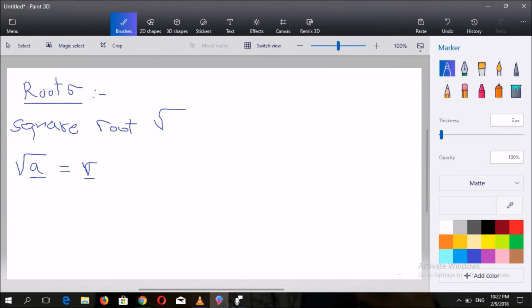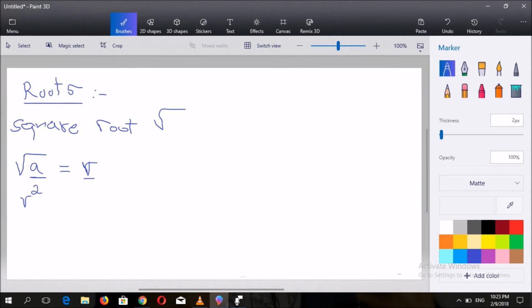The square root of a number A is actually a number R. Let's denote the result of the square root as R. Now, let's suppose that the square root of A will give us the value R. What will be the value of R?